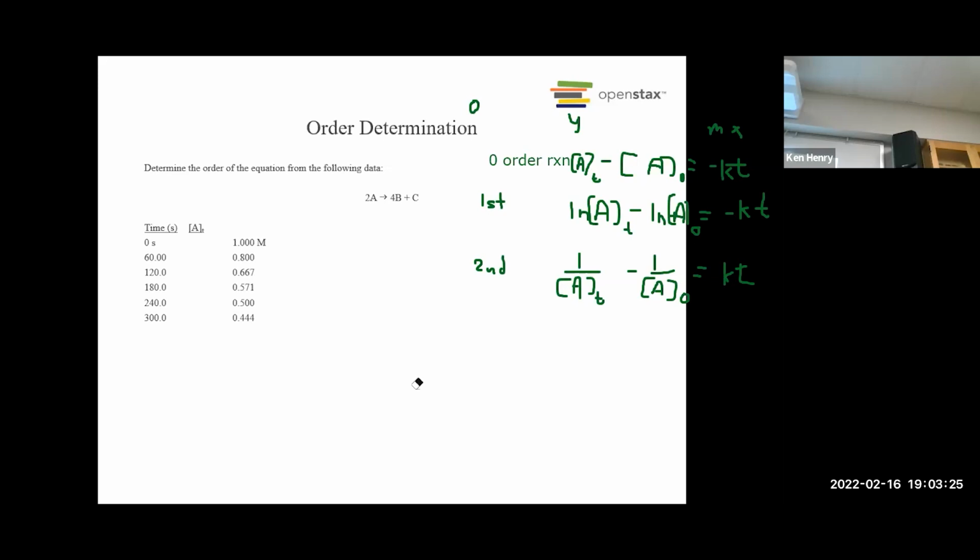And again, the rate constants are usually determined by experiment, right? So this is typically how you go about doing it. You plot the data after you get it.